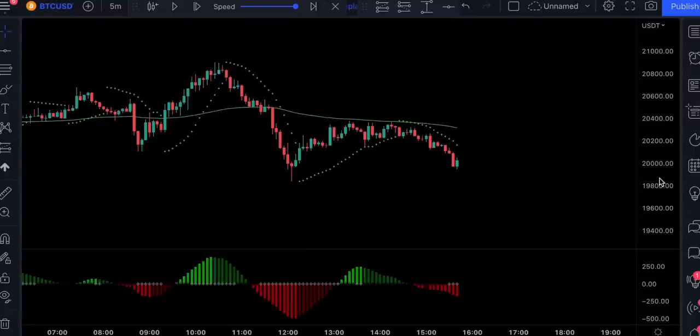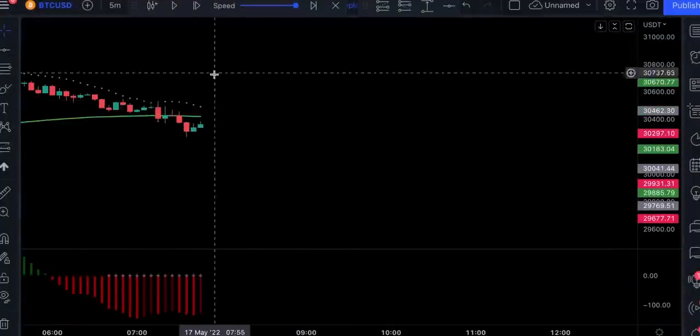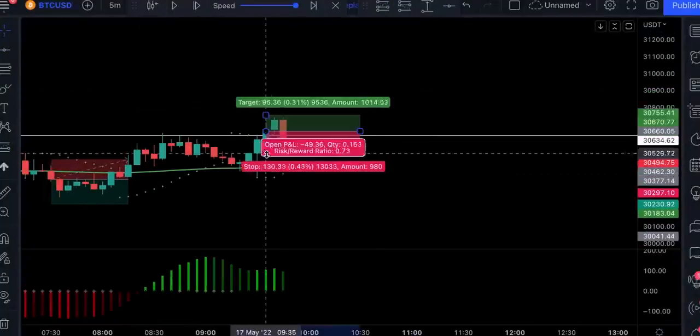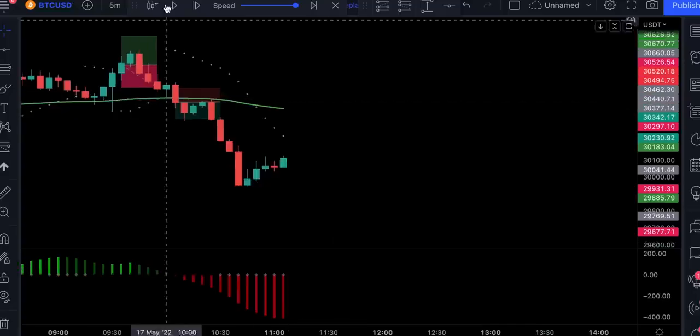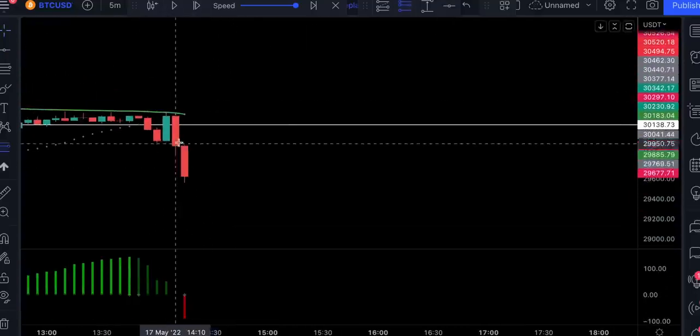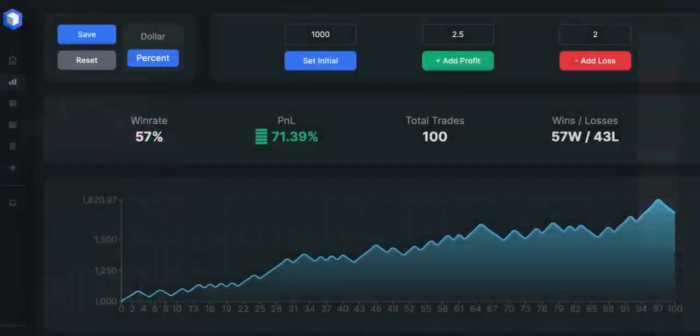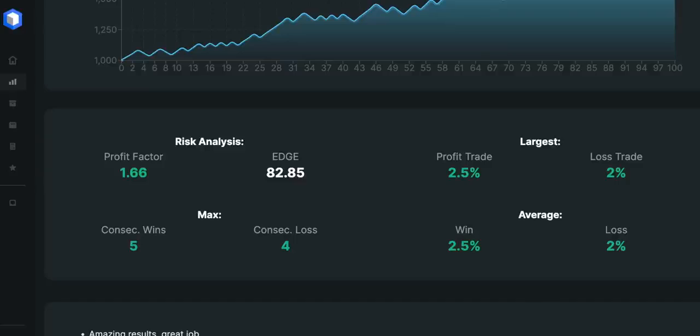Okay, let's now do our backtesting and see how profitable this strategy is. After 100 trades, the win rate for the strategy is 57%. To be honest, I did expect it to be a bit higher with such a risk-reward ratio. We also increased our account size by 71.39%, and I found those 100 setups within 2 weeks. So that's an average profit of 5% per day, which is really close to the numbers promised by online trading signals. The profit factor is 1.66, and we had 5 consecutive wins against 4 consecutive losses. So yeah, pretty good results to be fair.